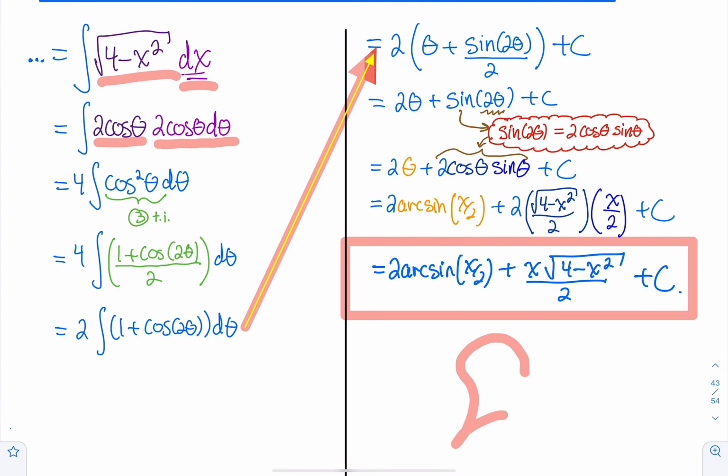All right, so that was case 2, how to set up your right triangle, with a nice example.